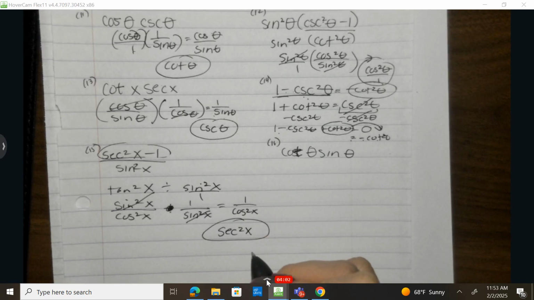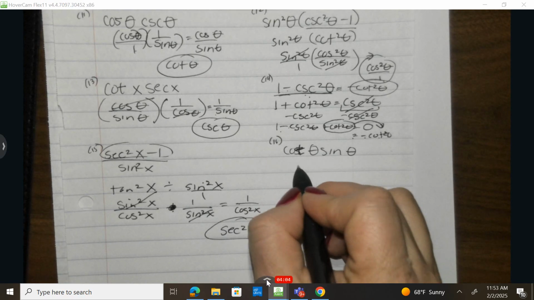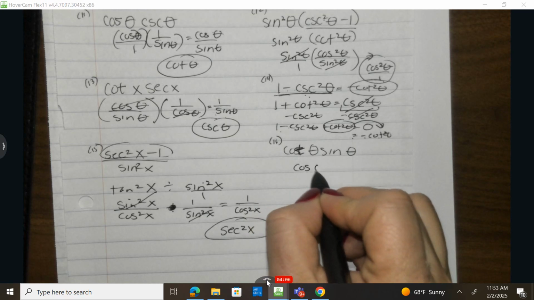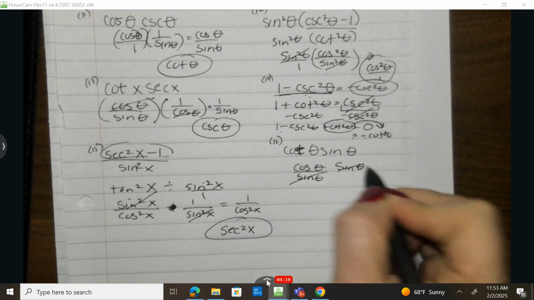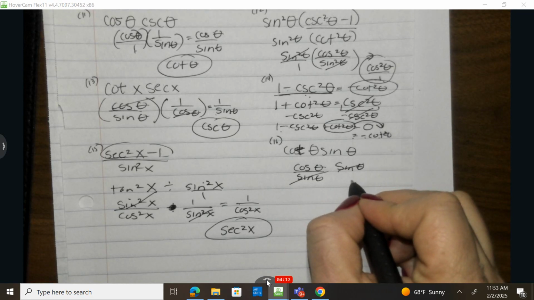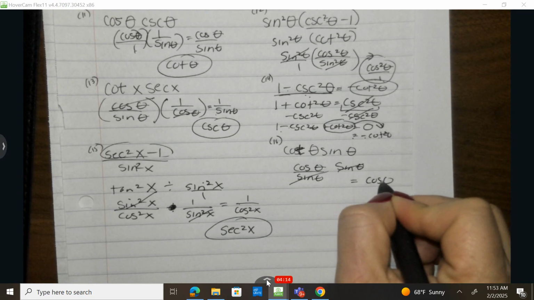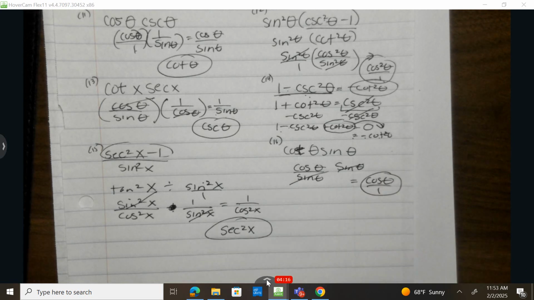Let's look at number 16, the last one on this video. Cotangent is equivalent to cosine of theta over sine of theta. And this is an easy one. The sines are going to simplify to 1s, and I'm left with simply cosine theta, or cosine theta over 1, however you like to express it.